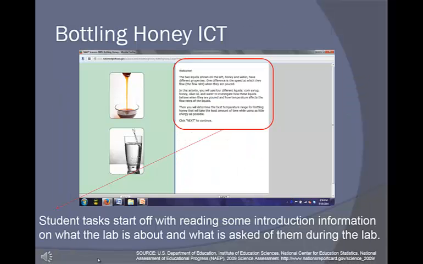The first page of the bottling honey task asks the students to read some directions and some introduction information on what the lab is about and what is asked of the students to do in the test. Each ICT will have an introduction for the students to provide them with some information before they begin the lab.